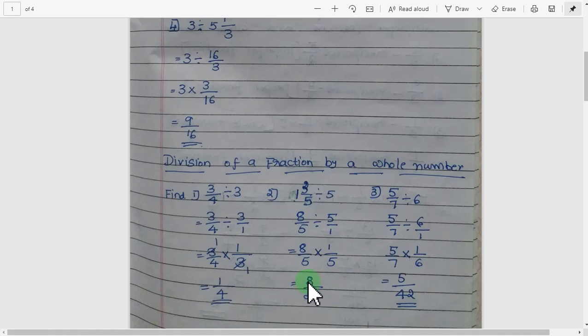So again this is a proper fraction. So this is the answer. Now 5 by 7 divided by 6. Make 6 a fractional number, 6 by 1. Next step, change division into multiplication.